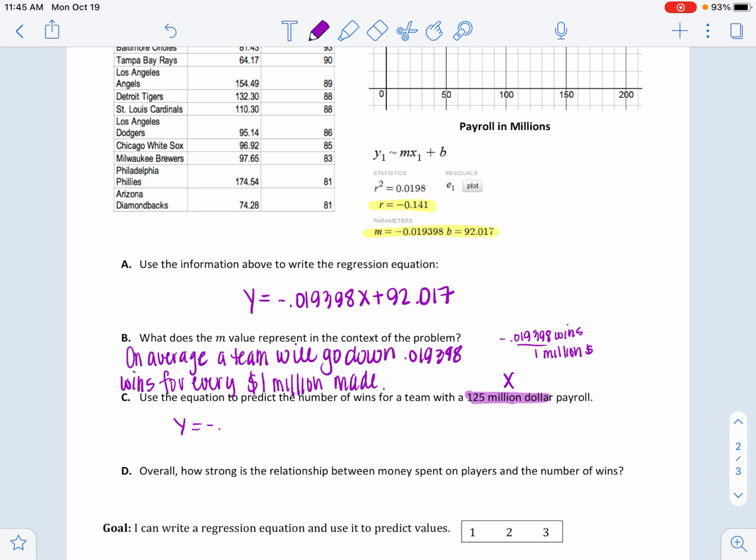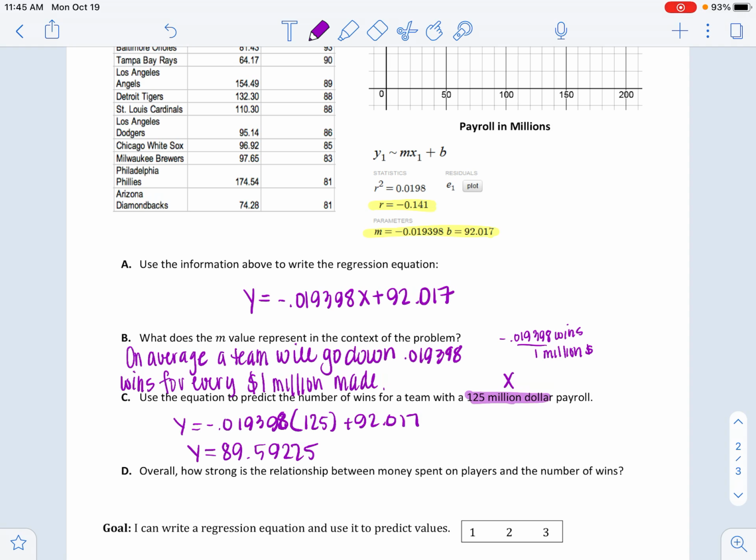So I'm going to do Y equals negative 0.019398 times my X value, which is 125, and then plus 92.017. All right, now I'm going to throw that into my calculator. Be very careful. Don't forget the negative, and don't forget 0.019398. And you will get Y equals 89.59225. That's what my calculator said.